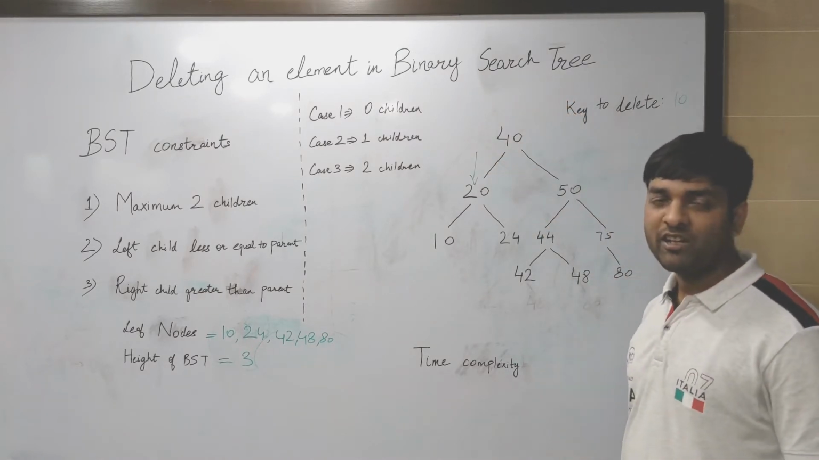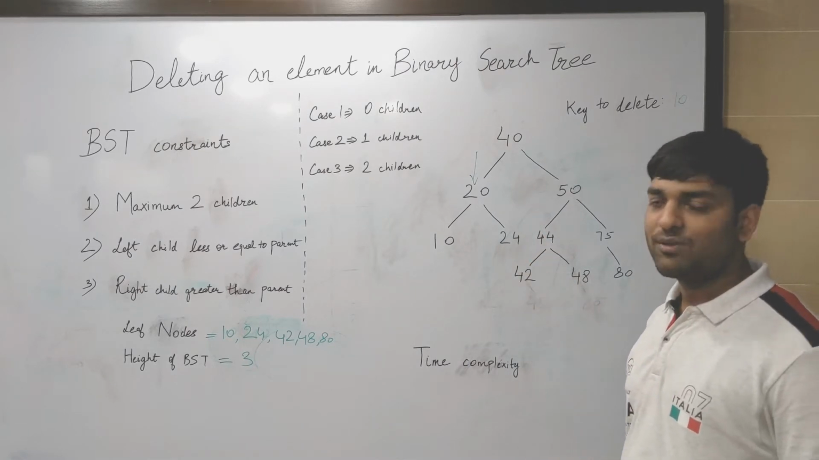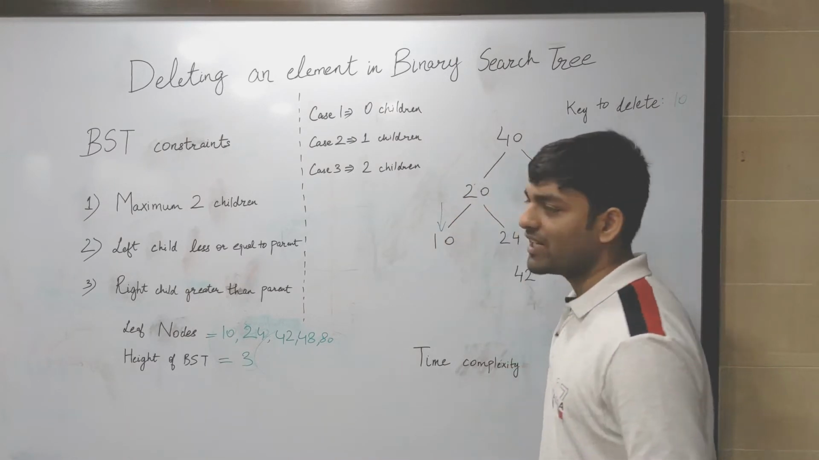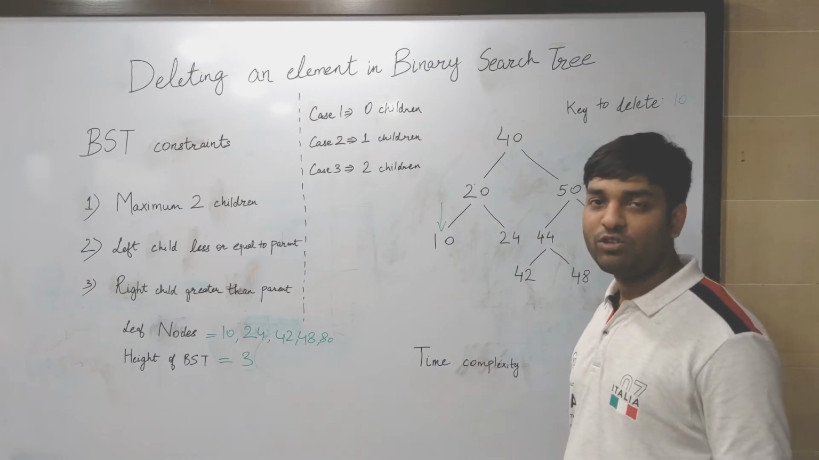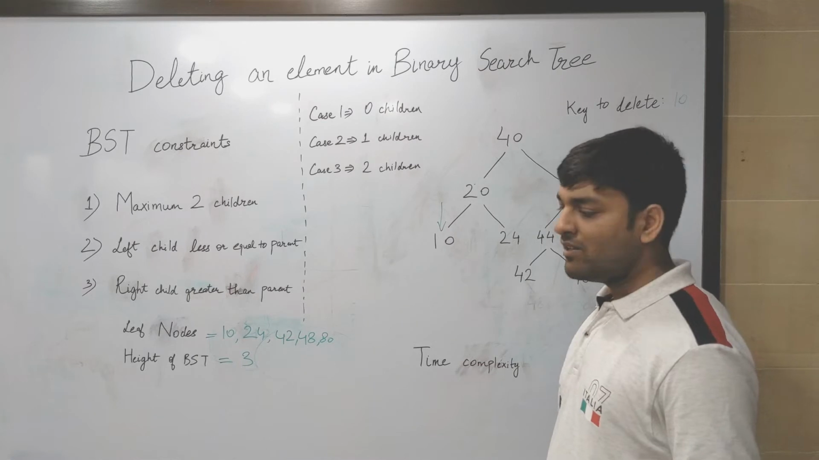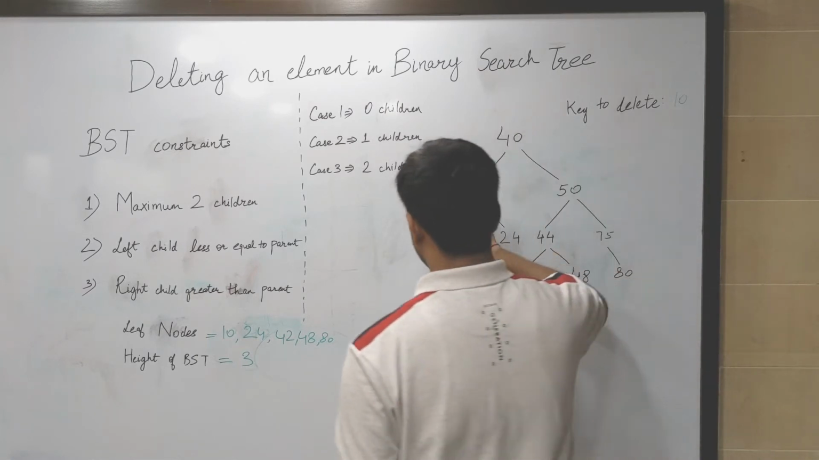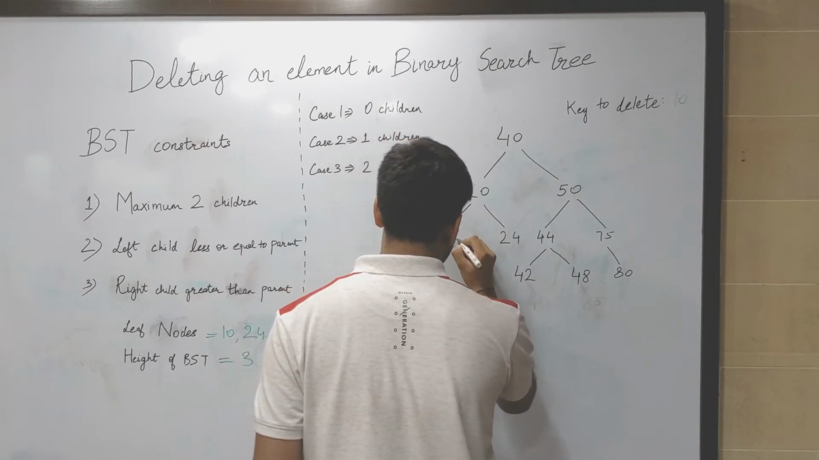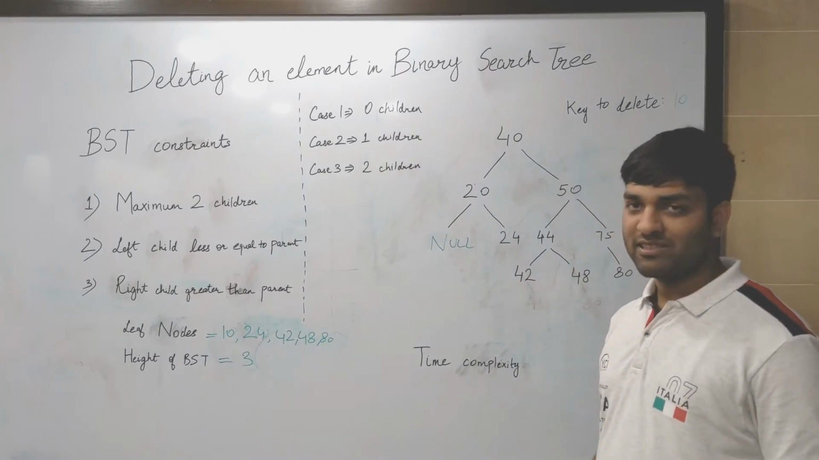Again, our key to delete, which is 10, is smaller than 20. We again traverse towards the left subtree. So our current now points to the left child, that is 10. As you can see, we have found the element which we want to delete. Since 10 has 0 children, we can simply delete 10 and point the left subtree of 20 to null. After our deletion, it will look something like this. So we have deleted 10 in our case.